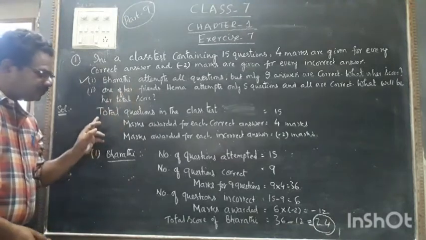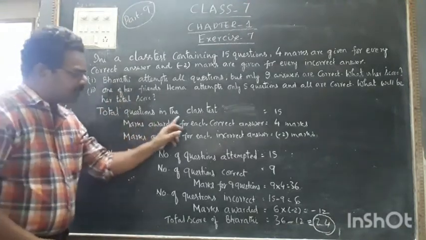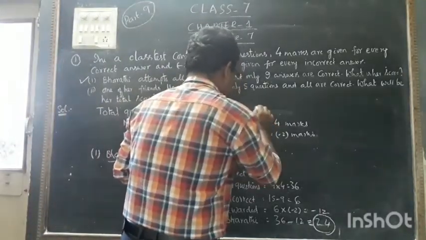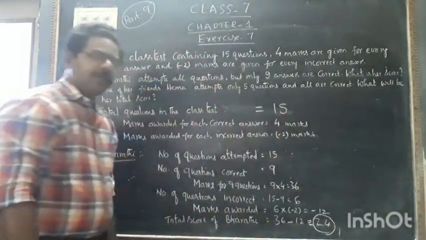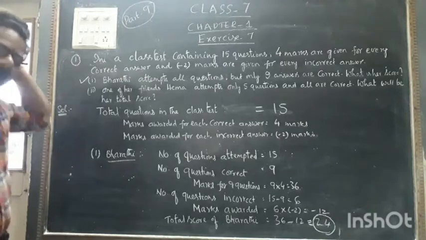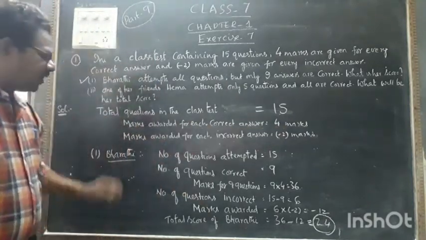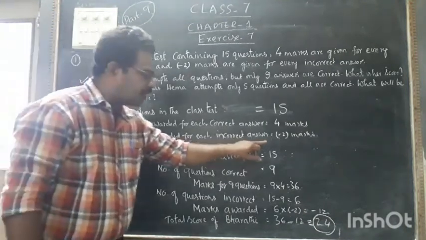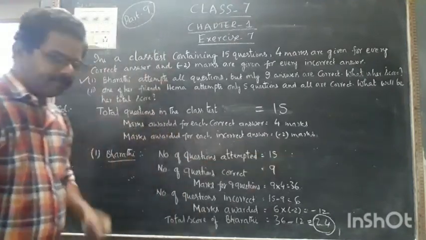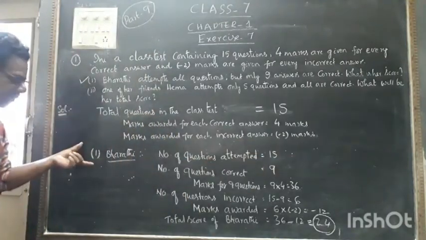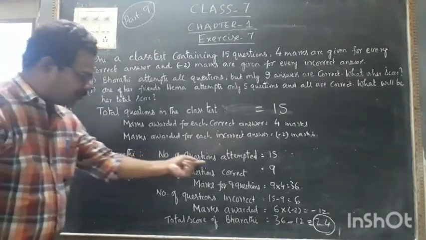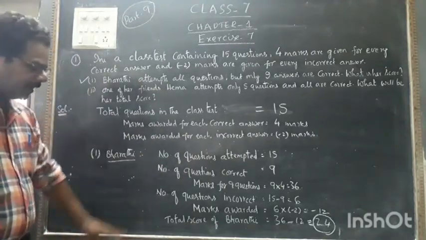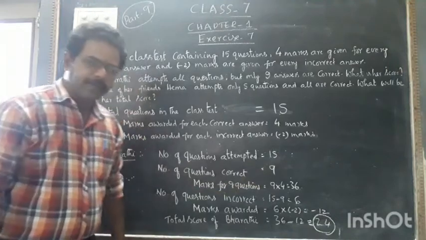For the first question we are doing here, total questions in the class test is equal to 15. Marks awarded for each correct answer is equal to 4 marks. For every correct answer we will give you 4 marks. Marks awarded for every incorrect answer is equal to minus 2 marks. Okay. Now coming to the first question, what has Bharati done? Number of questions attempted is equal to 15. Bharati attempted all questions, that means 15 questions. Number of questions correct is equal to 9 only.